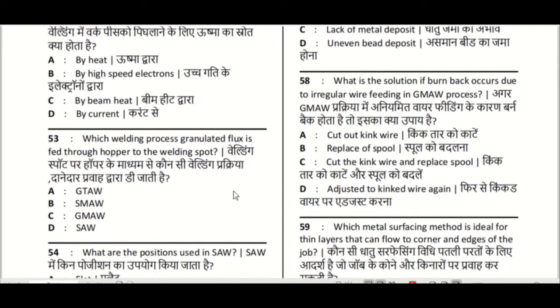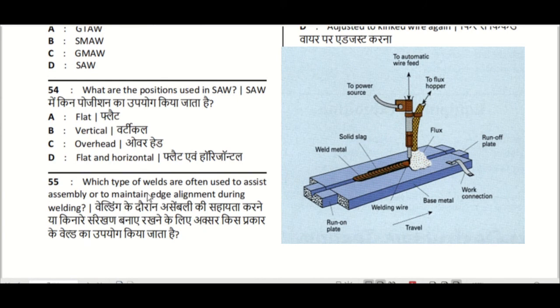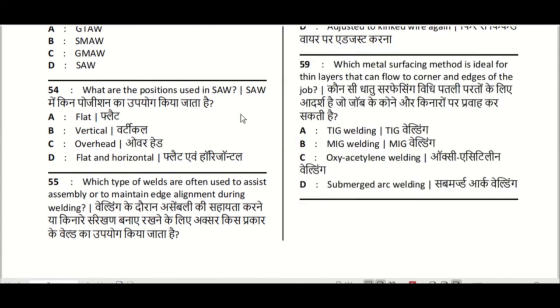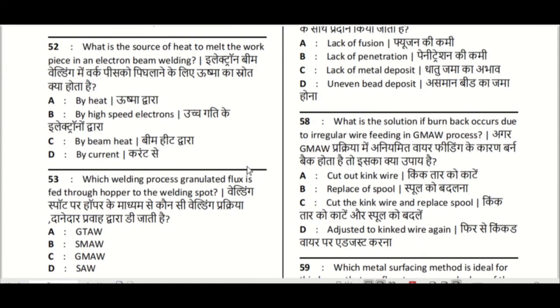Which welding process? Granulated flux is fed through hopper to the welding spot. It's submerged arc welding. What are the positions used in submerged arc welding? That is flat and horizontal position.